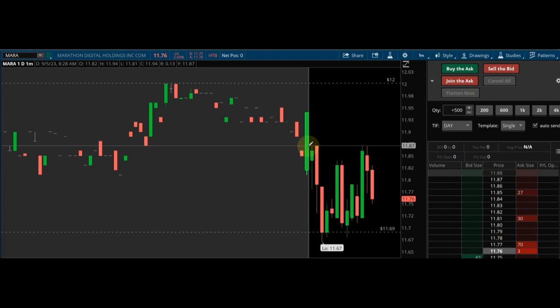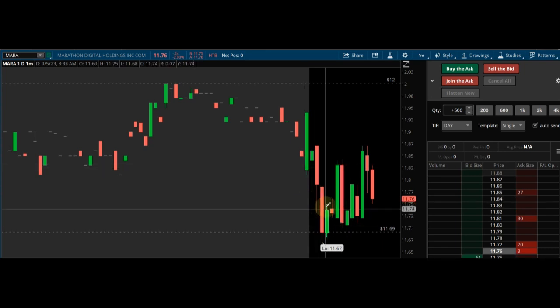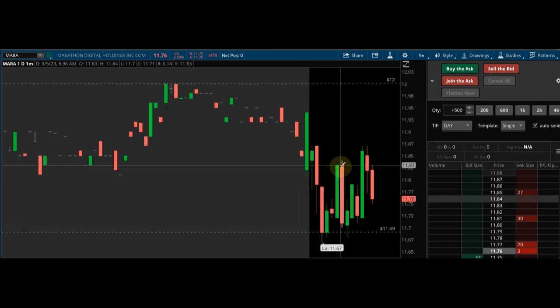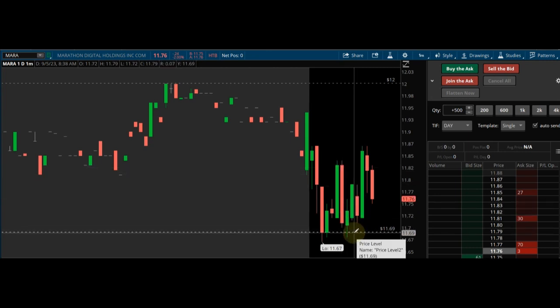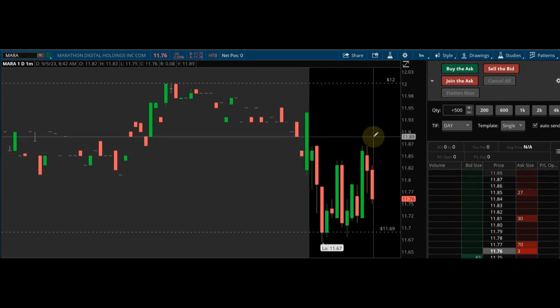So as the stock is trading throughout the day, you want to mark out these levels because there's a chance that the stock is going to come back up to the next level, resist, pull back down and retest the level below it, pull back up and possibly test that level again, or it could break through and reach on up to the next level.